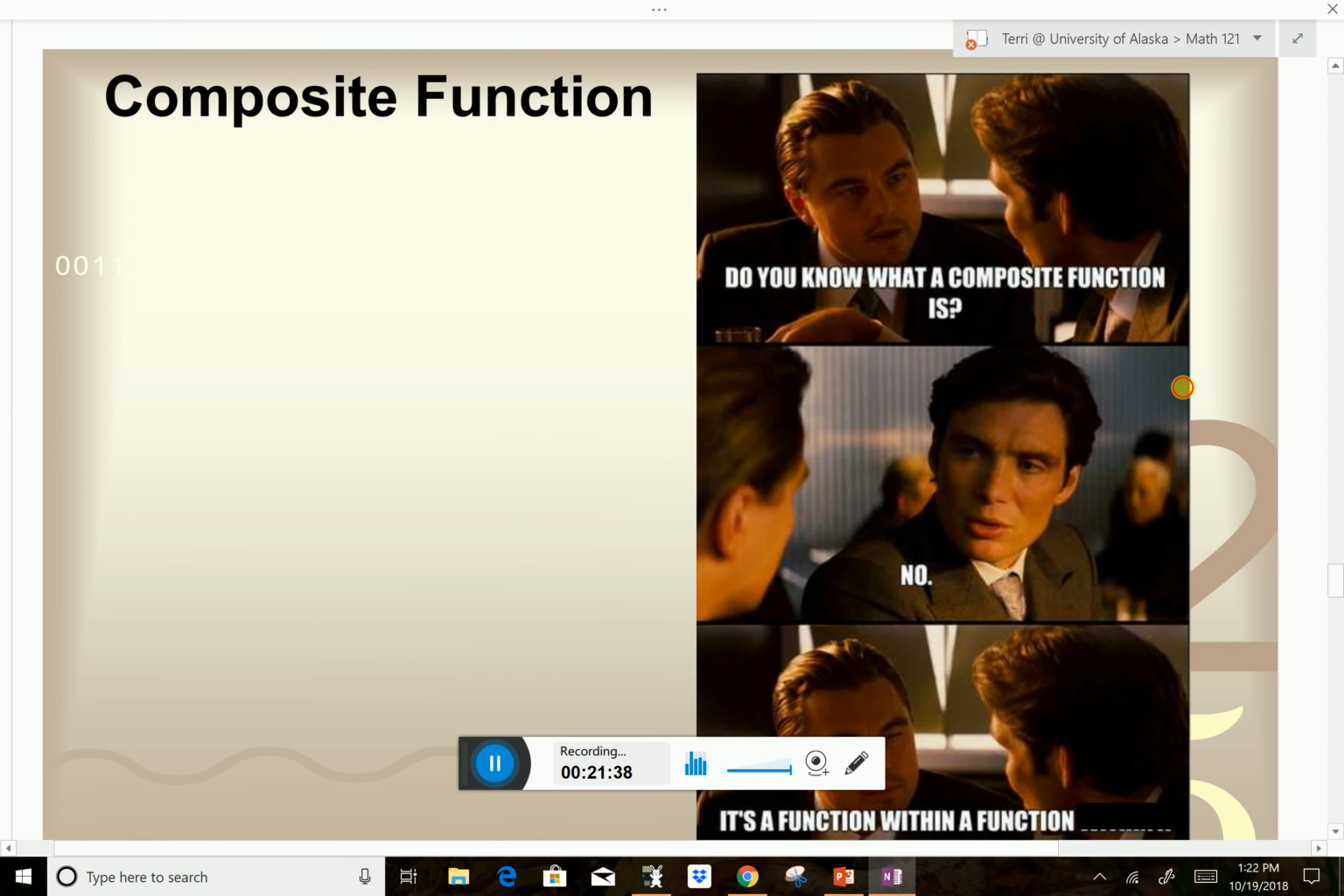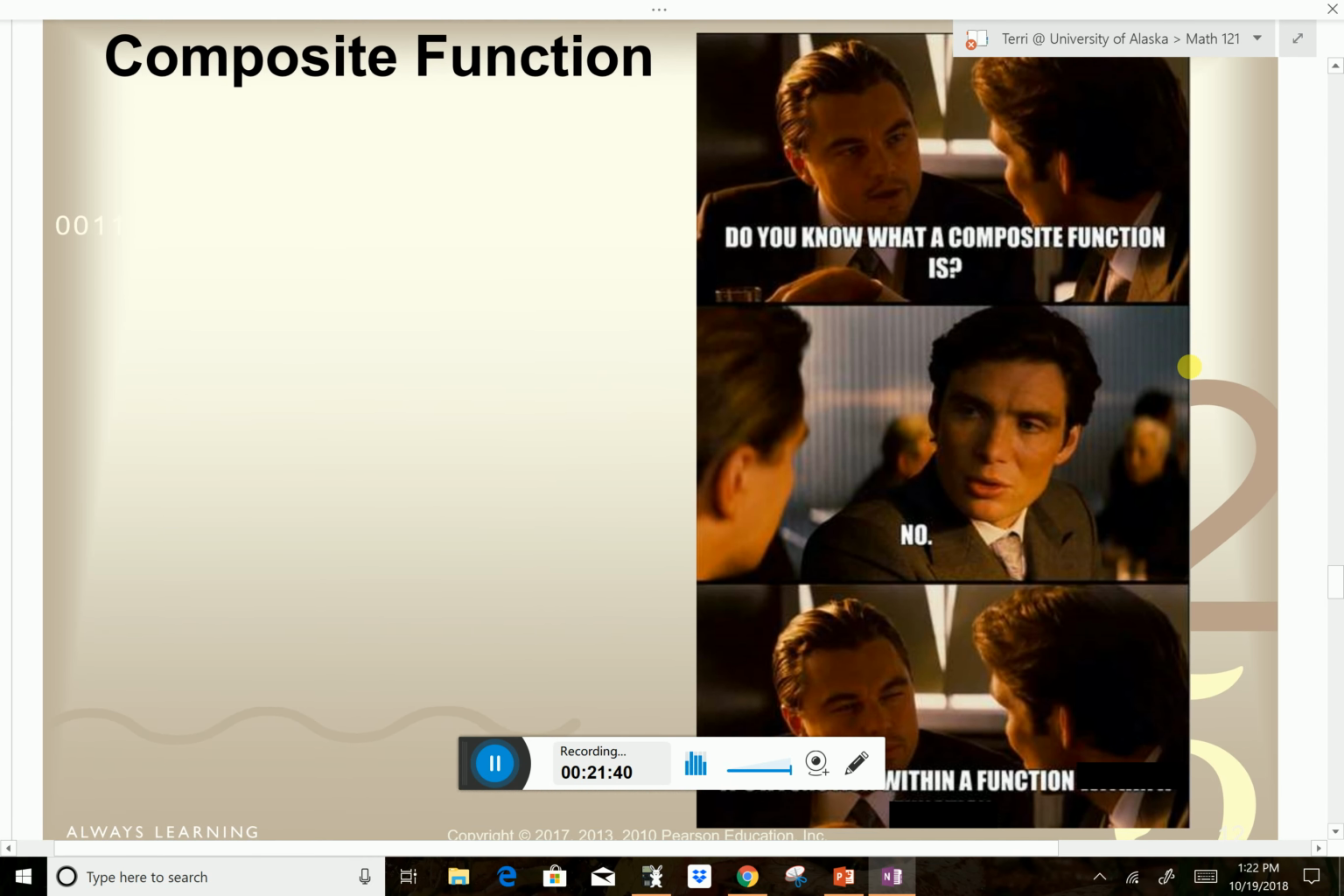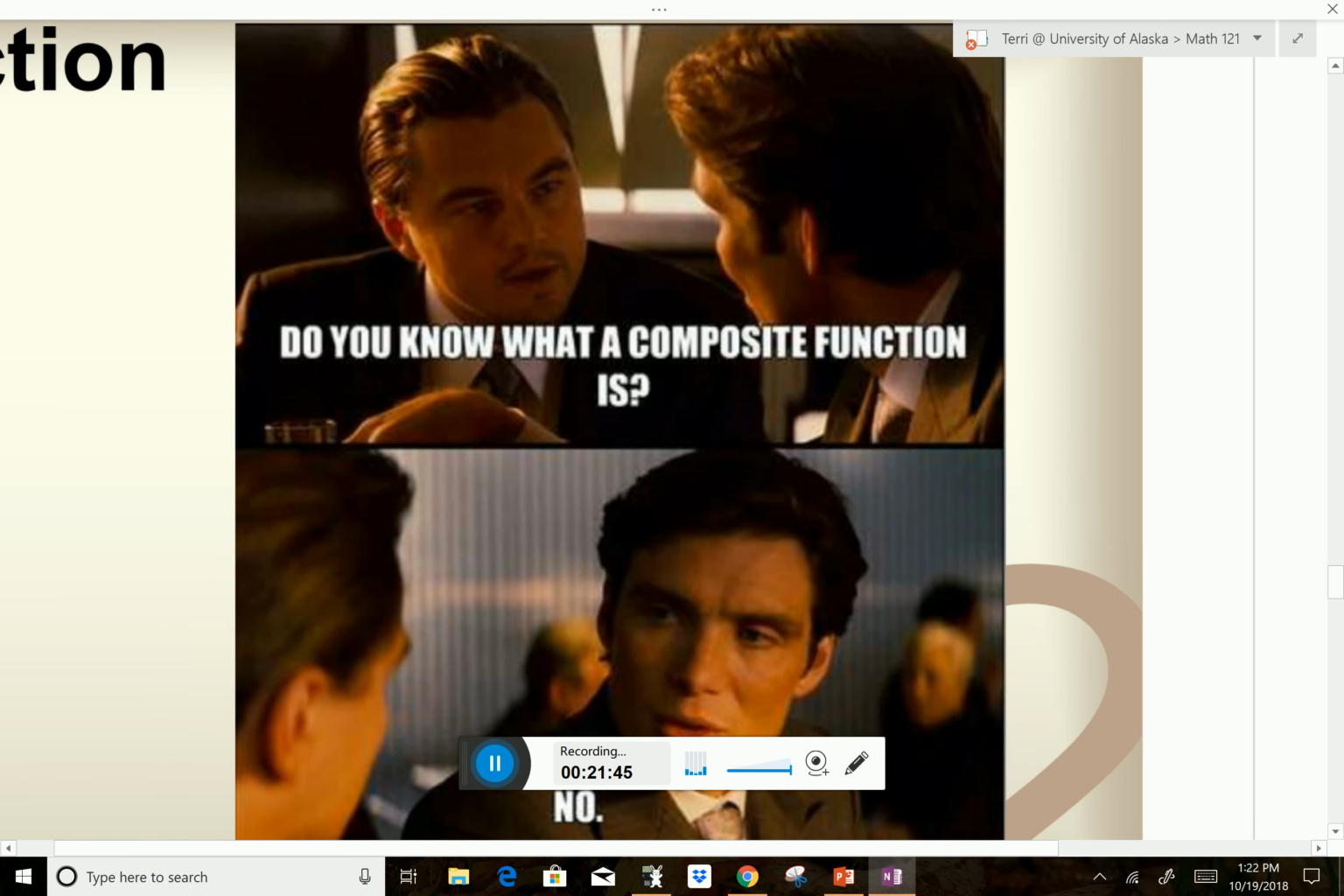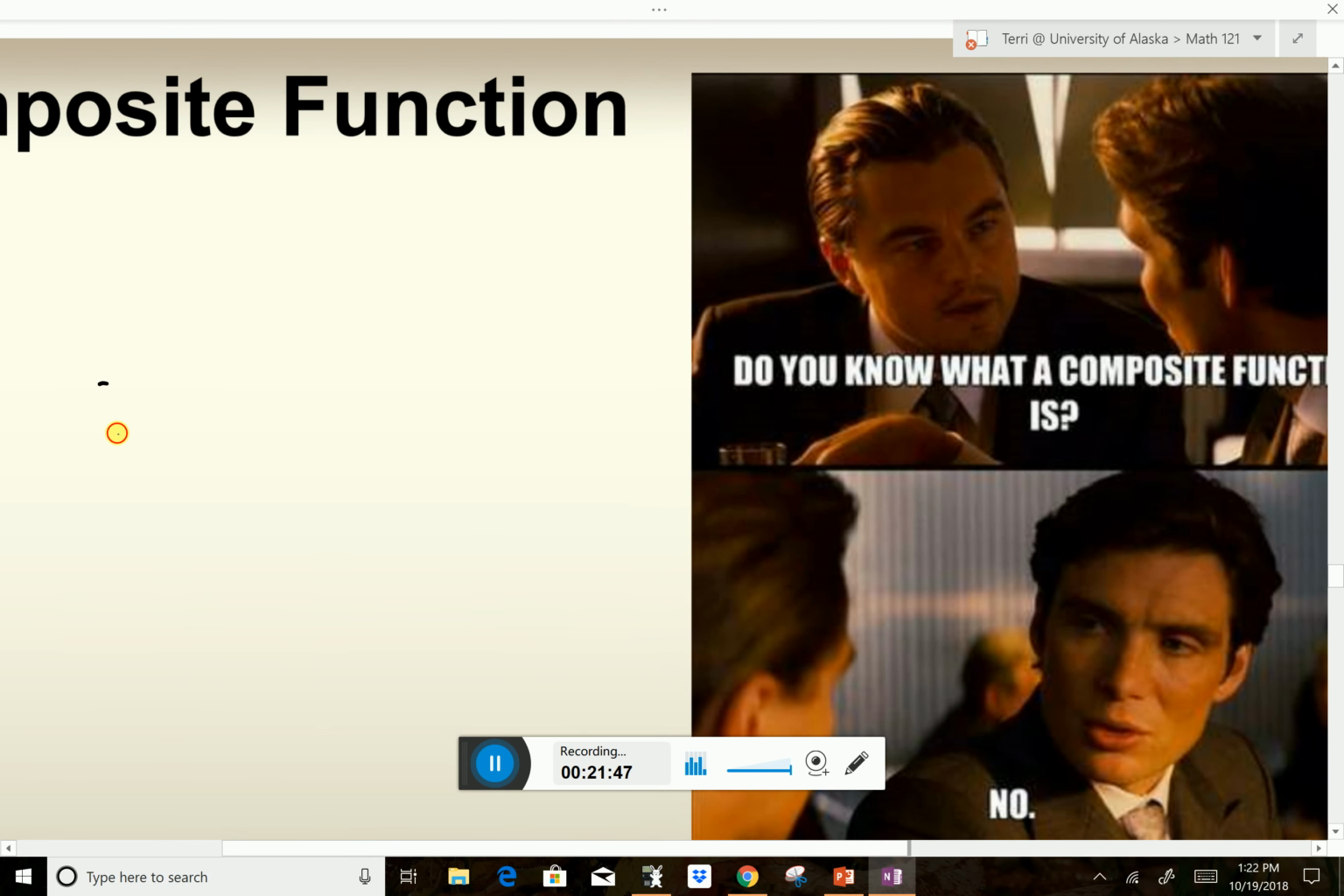So let's take a look at composite functions. So this is my joke here. If anybody has seen Inception, I call this functionception. Functionception, that's what we're doing right now.